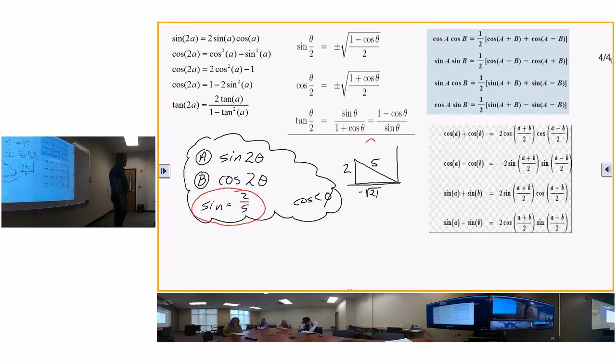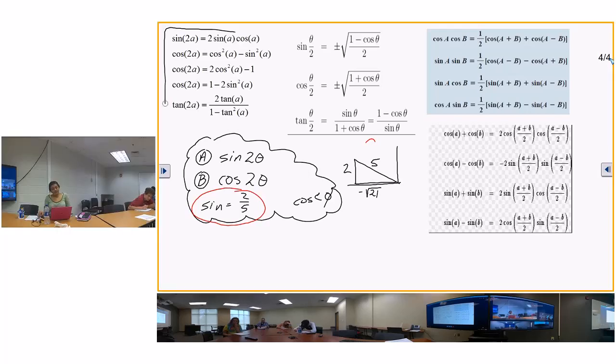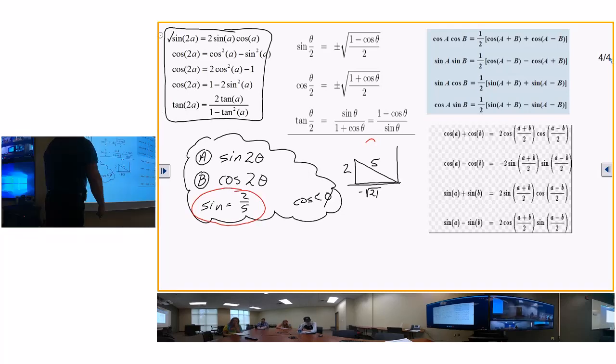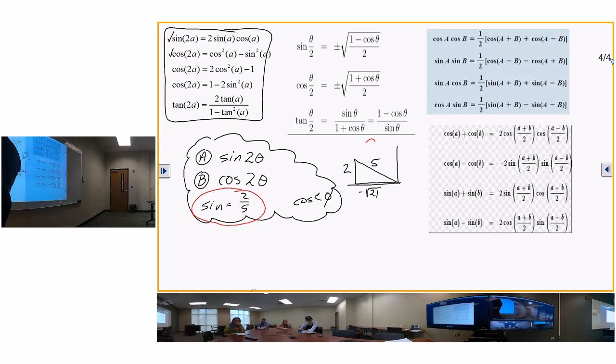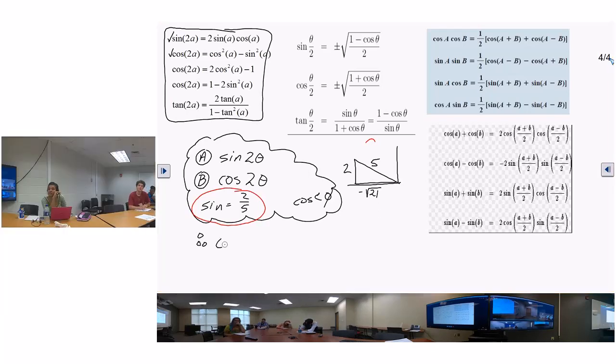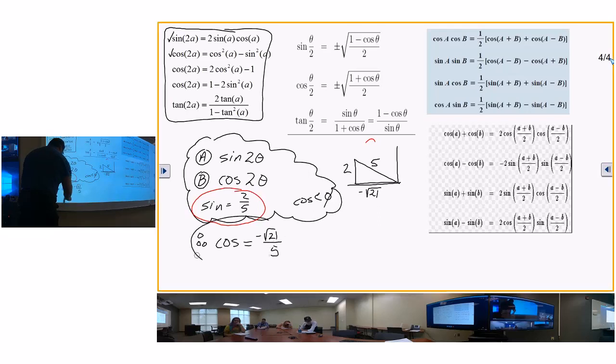Now, you know what the cosine is. Why do you need the cosine and the sine? Well, look up here. Sine of 2 theta, cosine of 2 theta. Well, you can use either one. I don't know which one I used. I think I used this one. So you have to have the sine and the cosine. The sine is equal to 2/5. Therefore, cosine is going to be equal to negative square root of 21 over 5. Now, you got what you need.